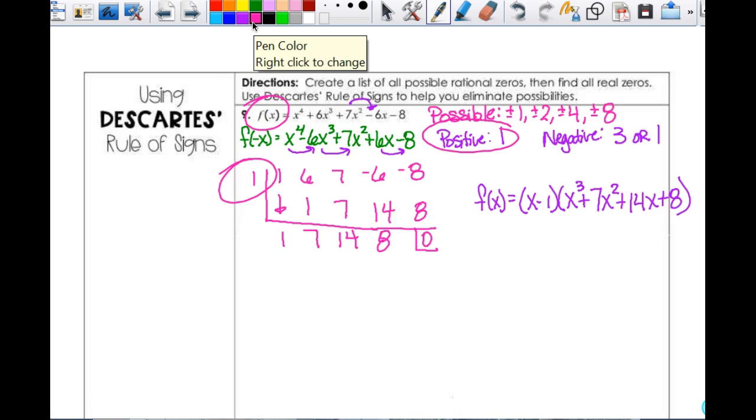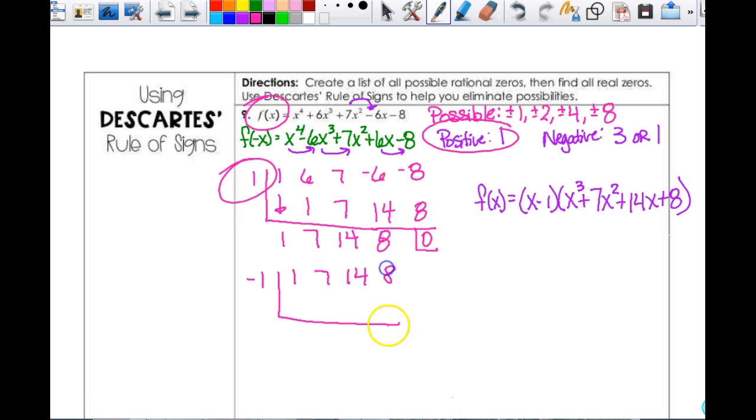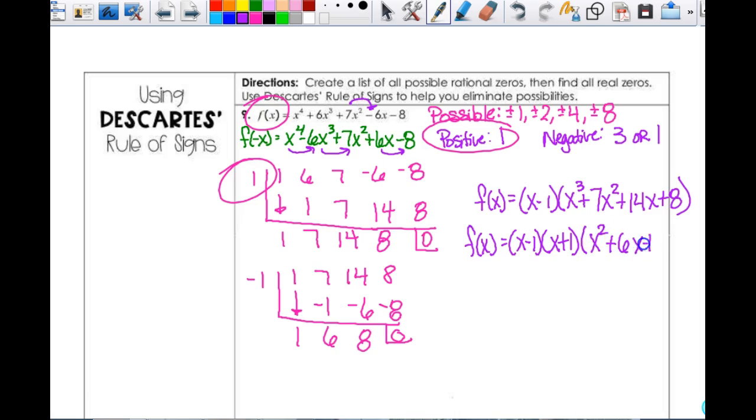So I know that positive ones are out the window. I would most likely go to negative 1 next anyway. So let's go to negative 1, and then I'm going to use my reduced ones. So 1, 7, 14, and 8. It's just another glorious outcome, isn't it? So we get x minus 1 times x plus 1 times x squared plus 6x plus 8.